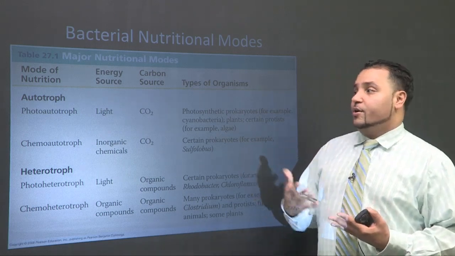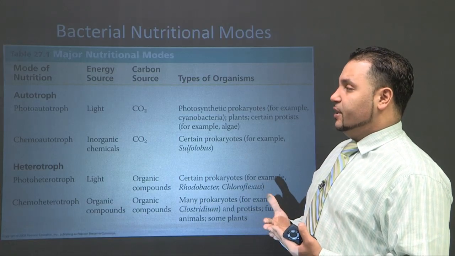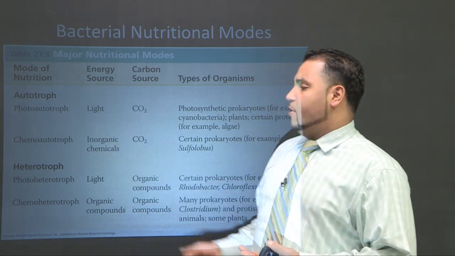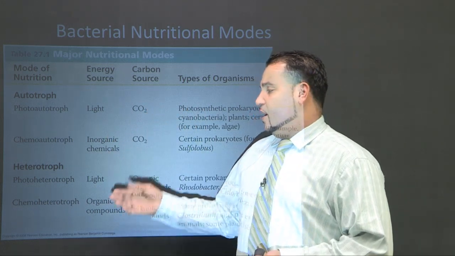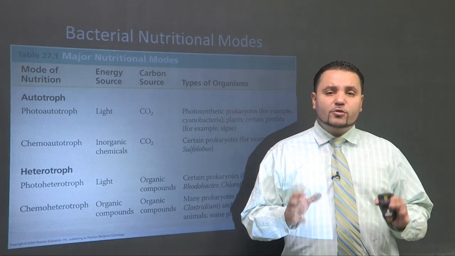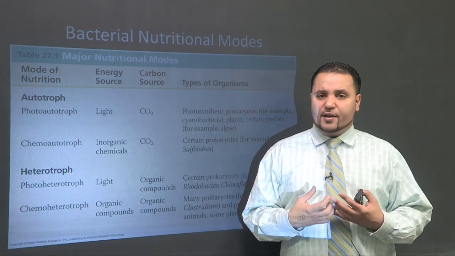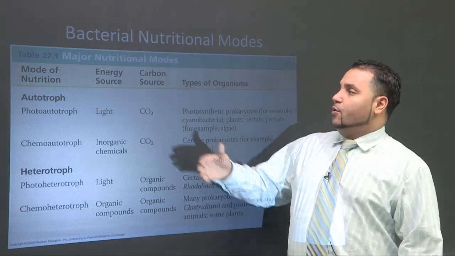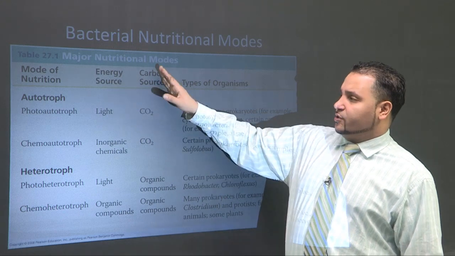Another way to organize bacteria is their relationship with oxygen and their relationship with energy. So we have a couple types of bacteria here: the photoautotroph, the chemoautotroph, the photoheterotroph, and the chemoheterotroph. What I would really want you to know for the AP exam is the energy source for these and the carbon source.